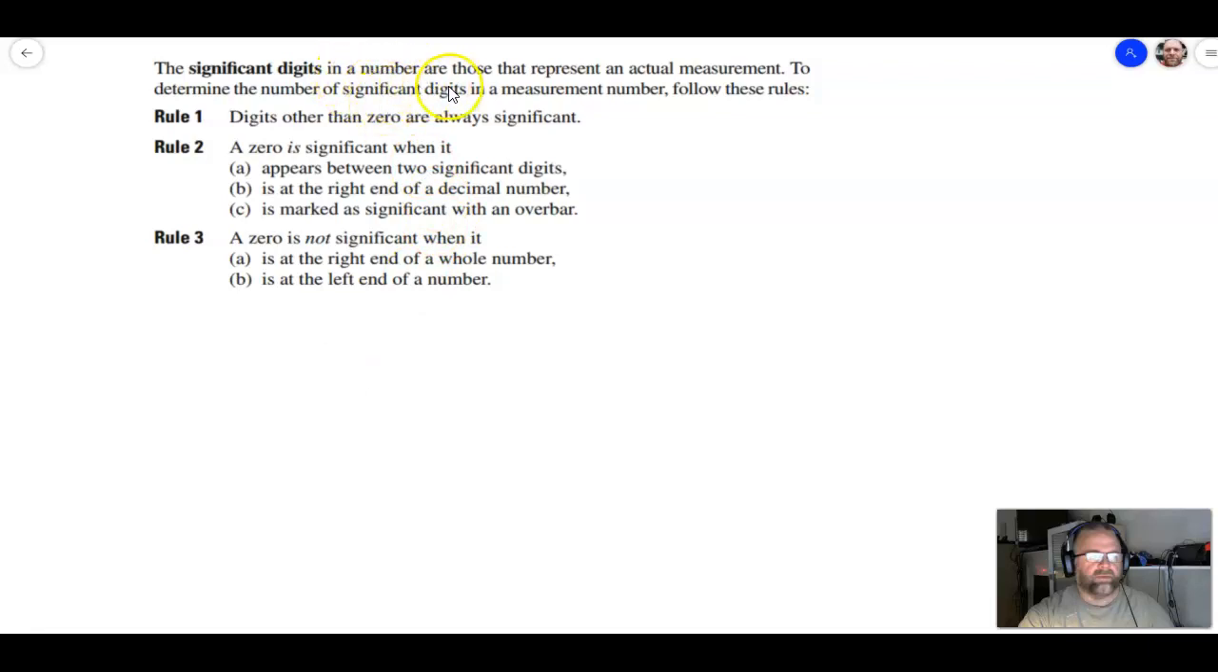The significant digits in a number are those that represent an actual measurement. To determine the number of significant digits in a measurement number, we follow these rules. Now it kind of looks like a bunch of rules, but the idea here is that we're only using the places in the measurement, in that actual value that we're using for this measurement.